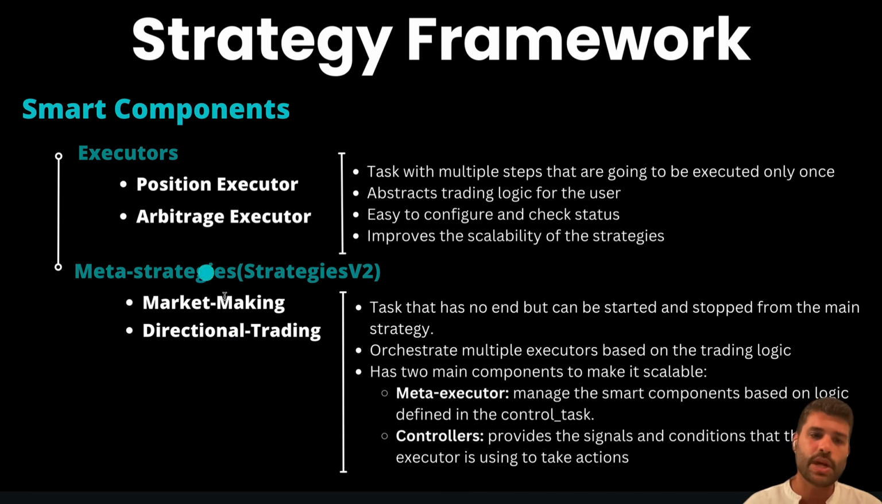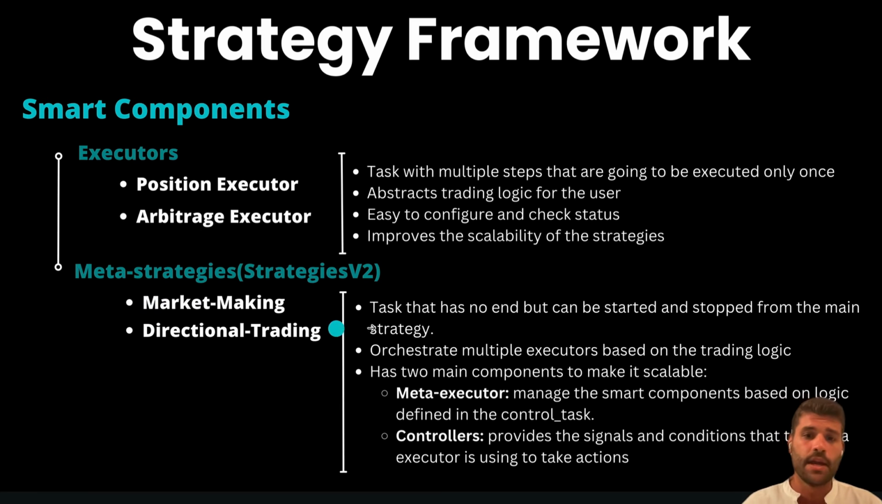And then we have the meta strategies, which are going to be like strategies V2. We are working on the naming with Mike, because I'm not so good at giving names to things. But yeah, the idea is clear. The executors, as I mentioned, are very specific logic that is abstracted for you. And the meta strategies are going to be strategies. Hopefully they're going to be the new way of defining strategies in Hummingbot in the future. But for now we have the market making strategy and the direction trading strategy.